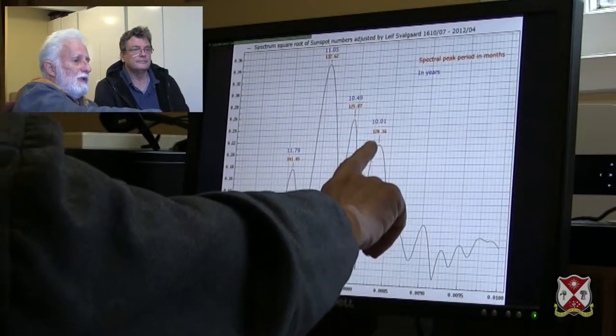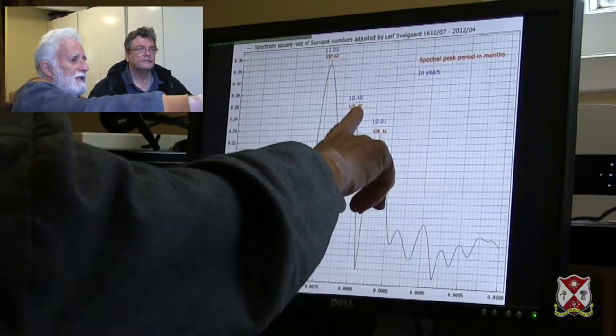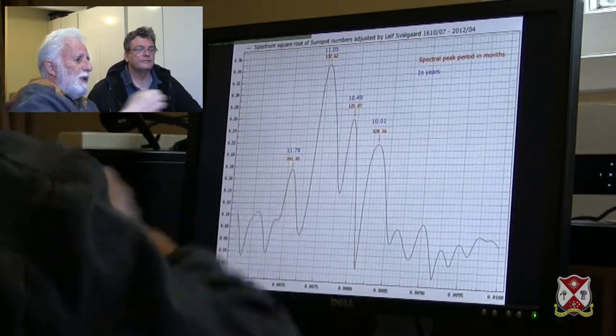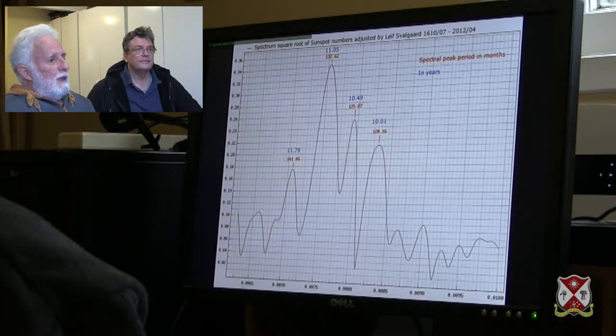So I've given the periods in months below and in years above. So almost exactly 10 years, 10 and a half years, just over 11 years and 11.8 years are the four strong periods present in the sunspot numbers.